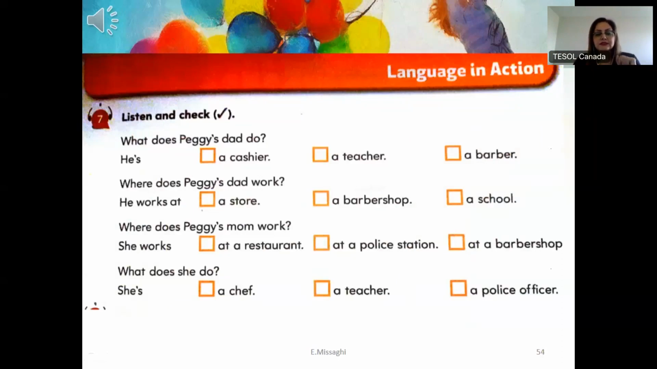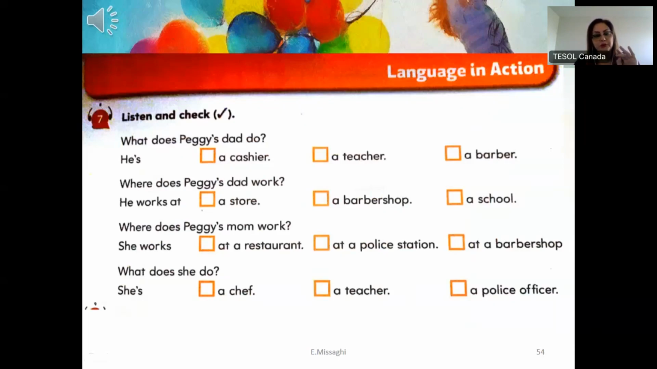But look at this example. What does Piggy's dad do? Where does Piggy's dad work? Where does Piggy's mom work? And what does she do? So Piggy is talking about the family. They should know the names of different careers, different jobs. They should know the words.